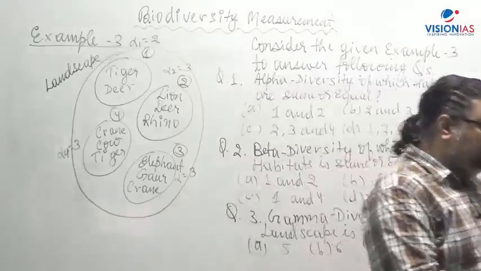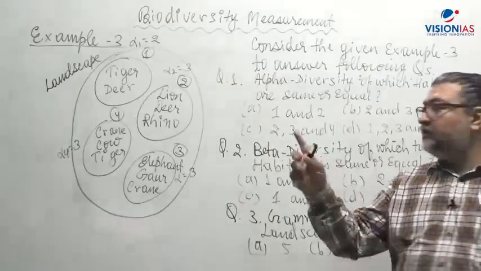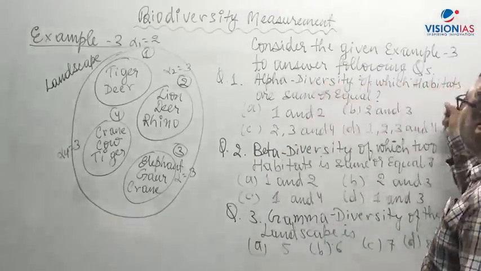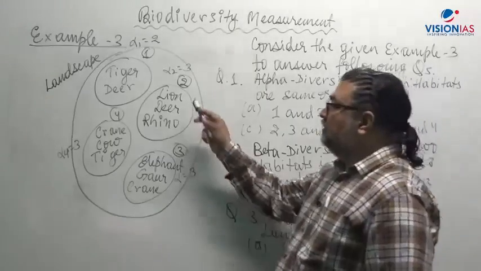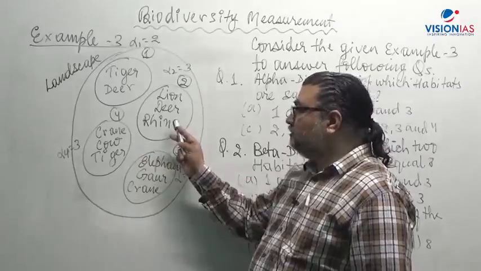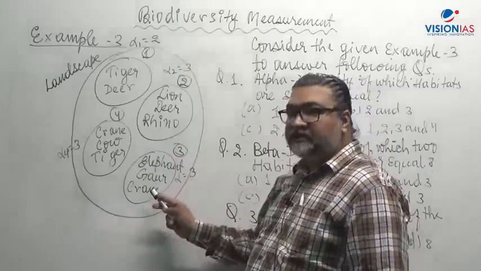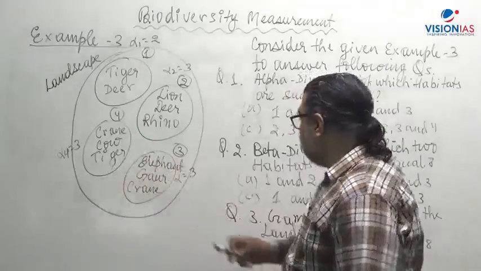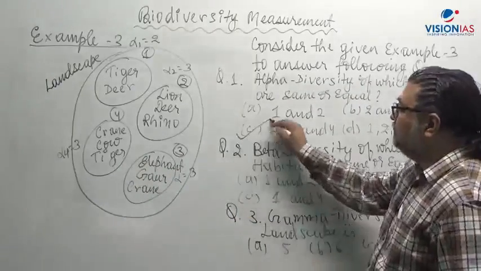Now you tell me from the given question, alpha diversity of which habitats are same? 2, 3 and 4. 2 has 3, 3 has 3 species and 4 has 3 species. So the answer will be 2, 3 and 4. C as an answer.